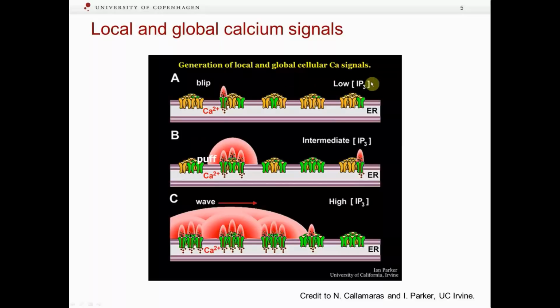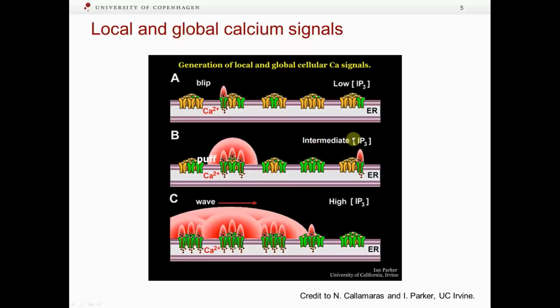If the concentration of IP3 is low, the stimulation of these IP3 receptor channels is correspondingly low, and a small release of calcium will stay local. It will not spread to neighboring channels or neighboring clusters of channels. Such an event is known as a blip.